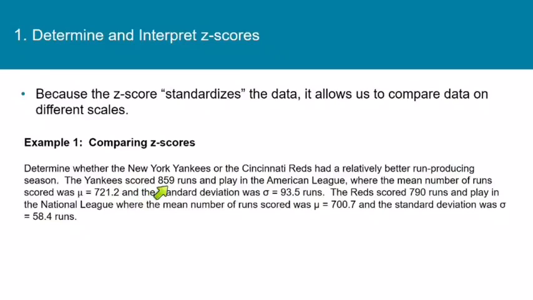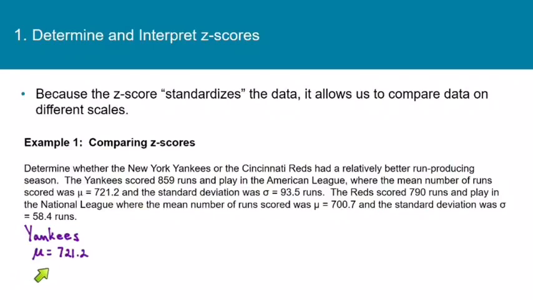Now note that it's not really valid for us to just compare the Yankees' 859 runs to the Reds' 790 runs, because they don't play in the same league. The American League allows a designated hitter, so the mean number of runs scored in the American League is actually a little higher than the mean number of runs scored in the National League. So it's not really fair to compare the Yankees to the Reds based on raw numbers. But what we can do is convert the number of runs scored by each team to a z-score, and that will level the playing field for us. So let's start with the Yankees.